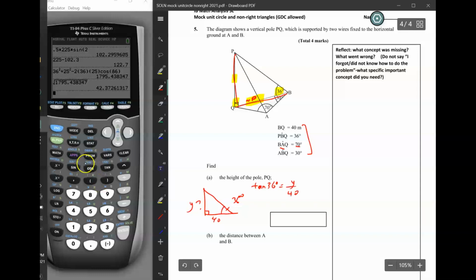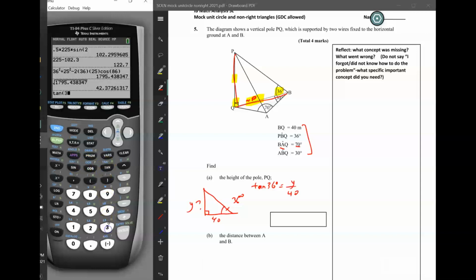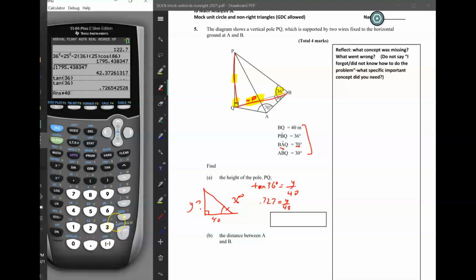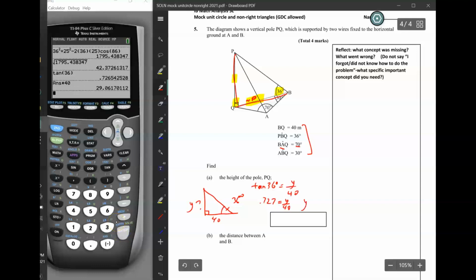The tangent of 36, our calculator is still in degree mode from the last problem. Tangent of 36 is equal to 0.727. And so basically to find y, we just multiply both sides by 40. And I get 29.1 degrees. Or not, 29.1 meters. Yeah, meters. So y is equal to 29.1.